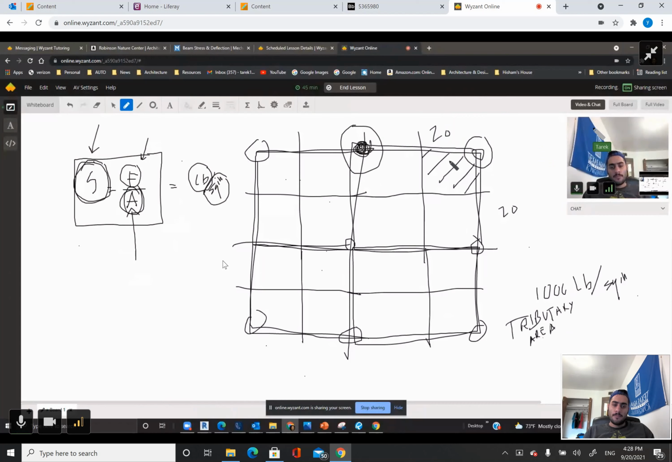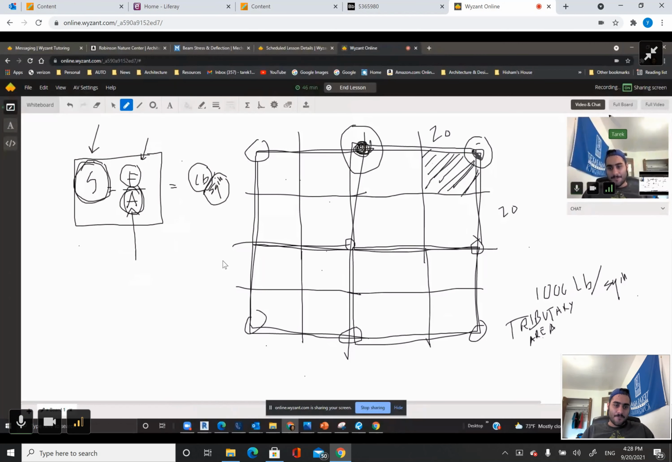For this one, it was this guy. It was this area, which was like 10 by 10. How much is it for this guy? Can you guess? If you don't know, it's okay. I'll help you. This is not a test. Actually, no, I'm not sure.